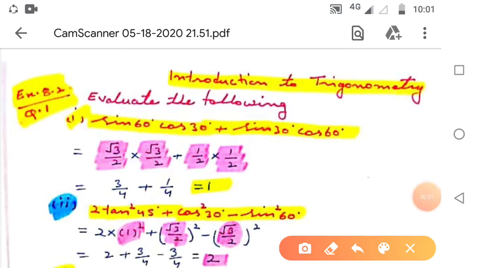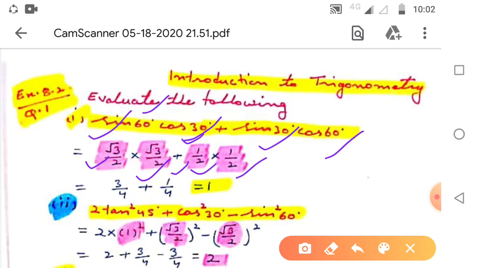Hello students, let's start exercise 8.2 question number 1. Evaluate the following: sin 60 cos 30 plus sin 30 cos 60. We know the value of sin 60 is √3/2 and cos 30 is √3/2, plus sin 30 is 1/2 and cos 60 is 1/2. So √3/2 into √3/2 we get 3/4, plus 1/2 into 1/2 is 1/4, so ultimately we get 1.